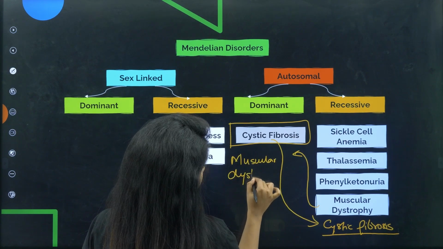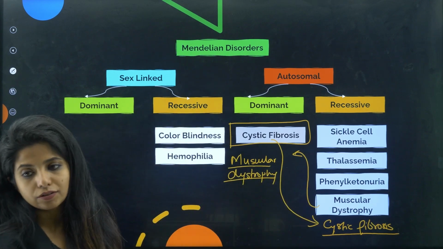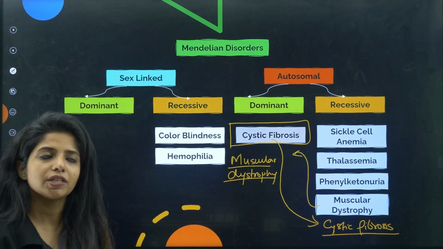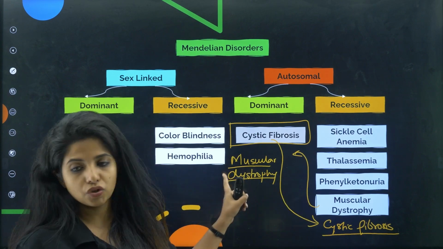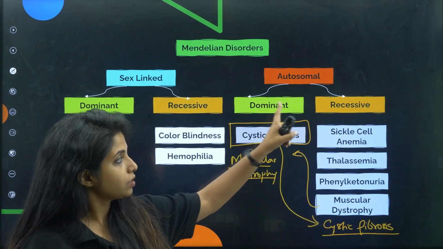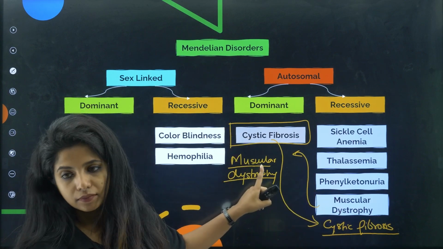Okay, please forgive me. Please interchange these things. This is not given in your NCERT. In your NCERT, myotonic dystrophy is given, but these are not given. So please just interchange. Okay, cystic fibrosis for recessive, and what do you have? Muscular dystrophy for dominant. Okay.